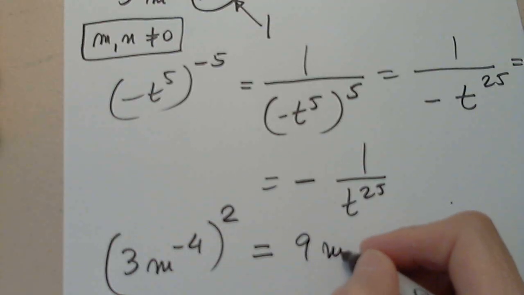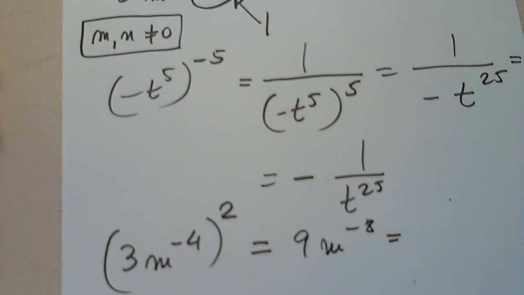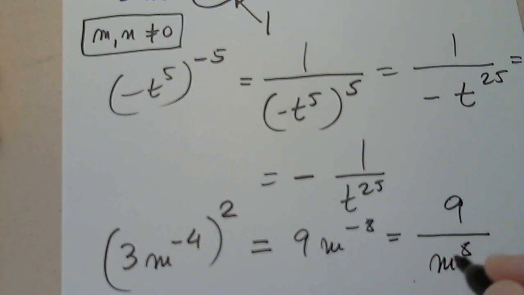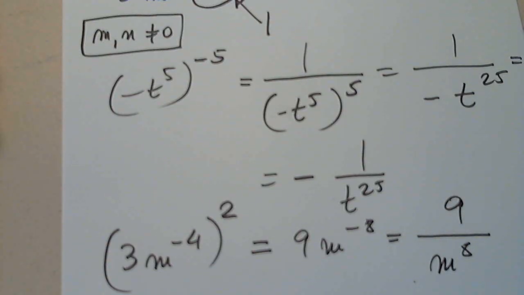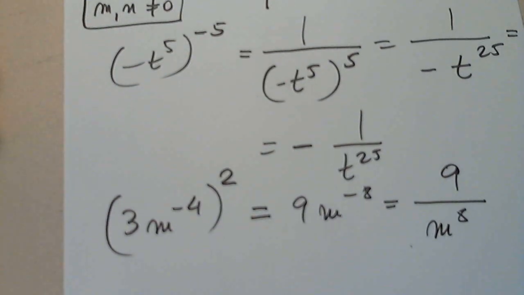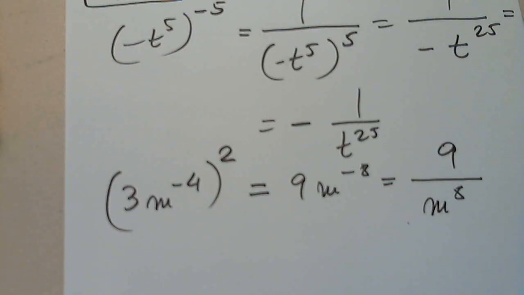Good. What do I do now? Because we cannot leave negative exponents in the final answer. 1 over 9m. Careful, I cannot move 9. 9 has a positive power. Nobody can touch it. So 9 divided by 9 over m to the 8th power? Yes, absolutely. I cannot move anything that has positive exponent anywhere.